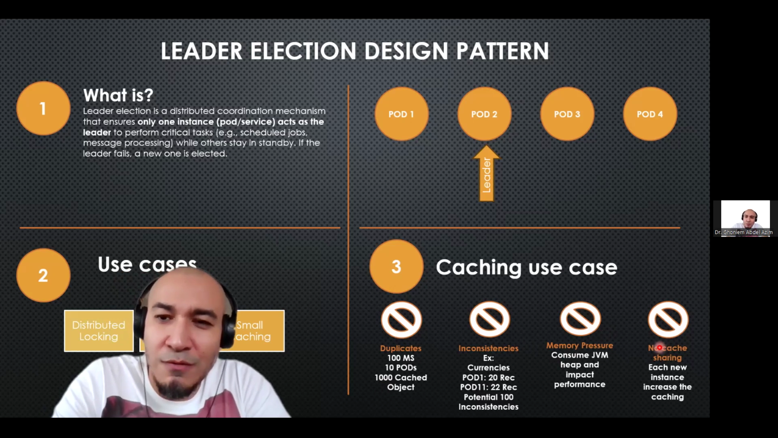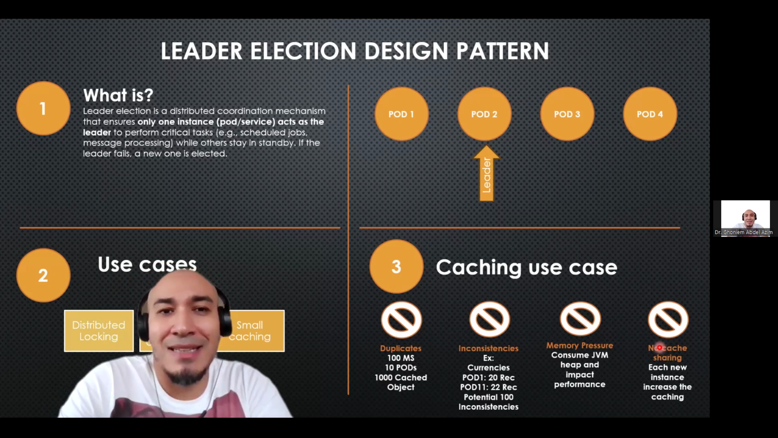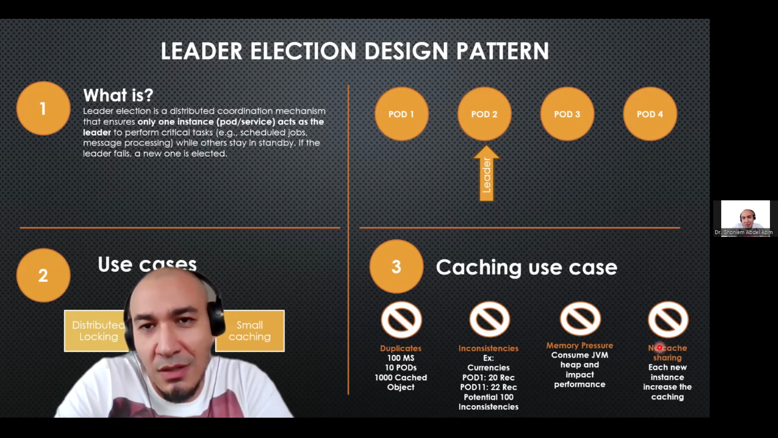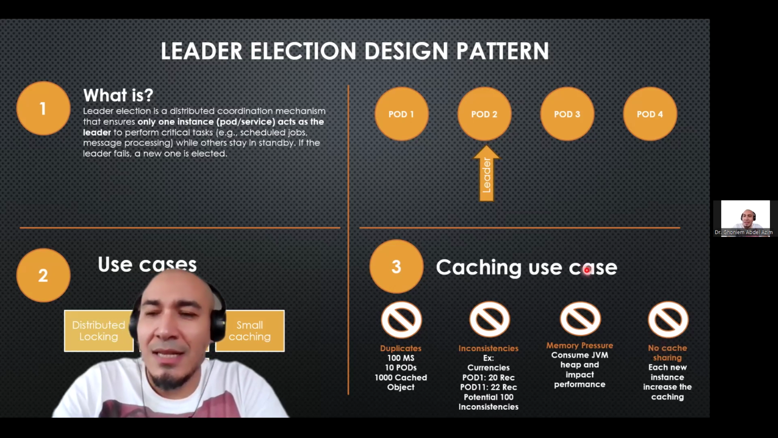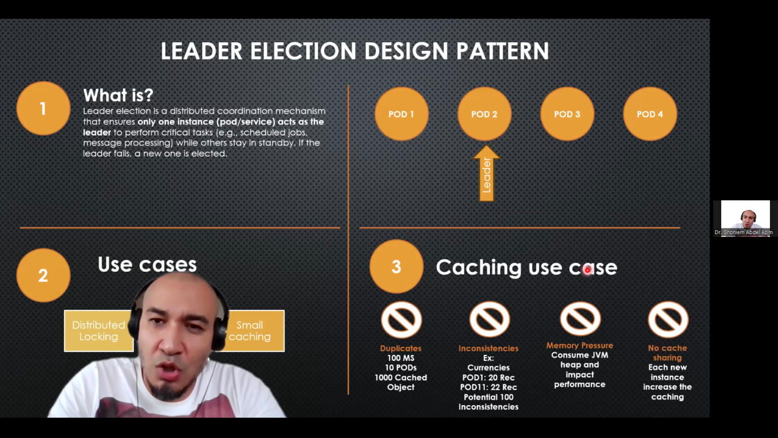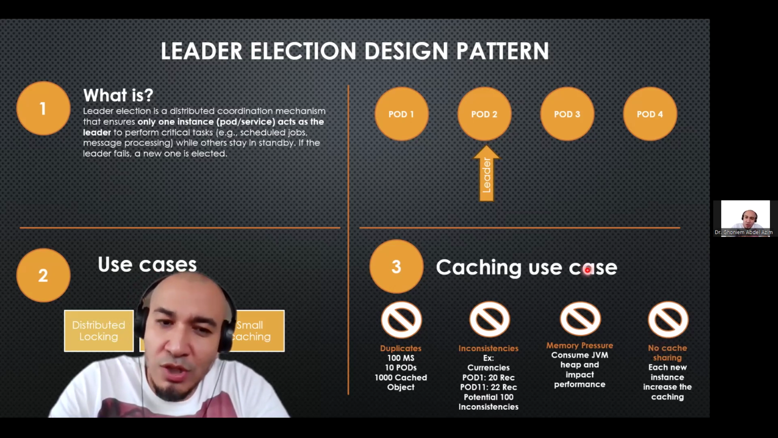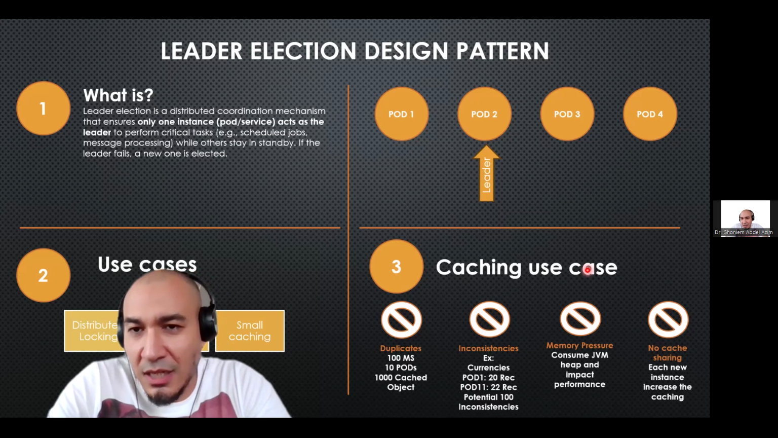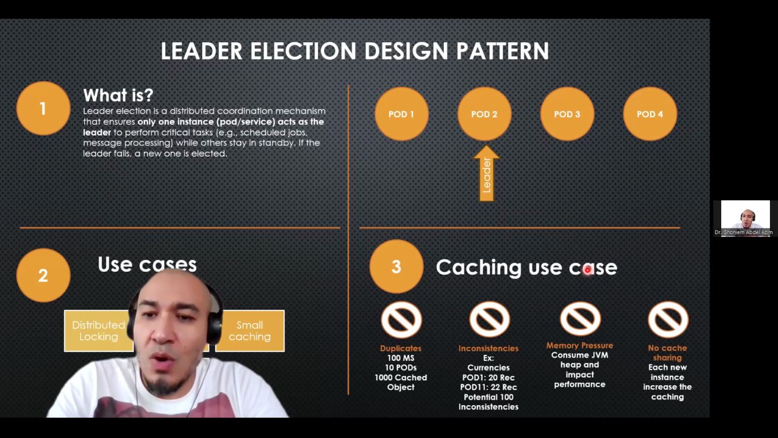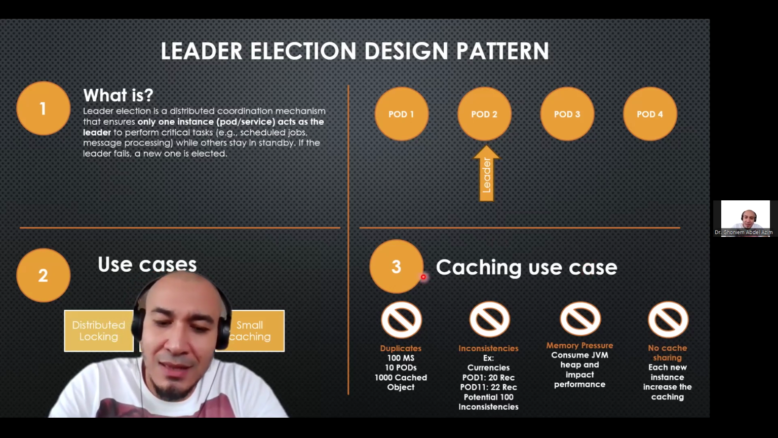This is one of the use cases where you can adopt and use the leader election design pattern within your distributed solution. So for the distributed lock, you can implement the same. For the small cached objects, you can implement the same. For the distributed jobs, you can implement the same approach to utilize and adopt the leader election design pattern. So how can this implementation take place?